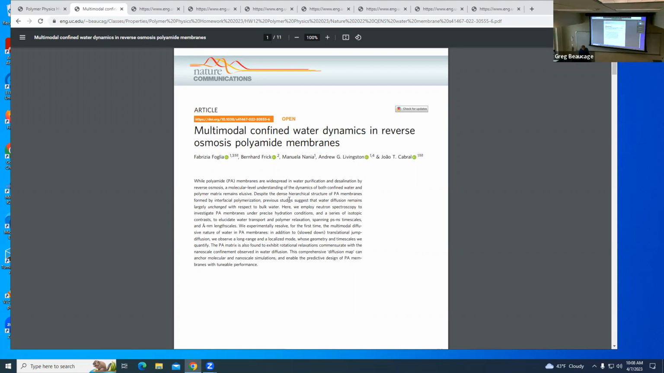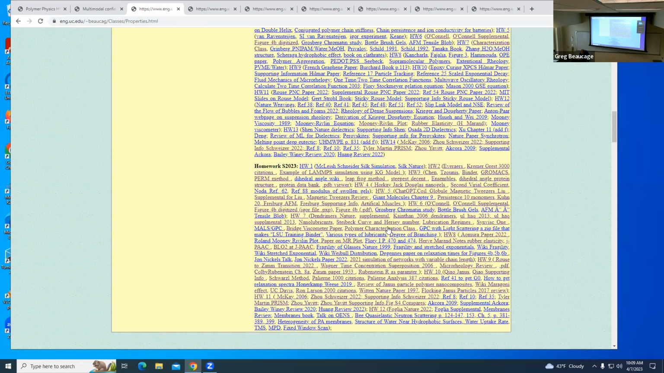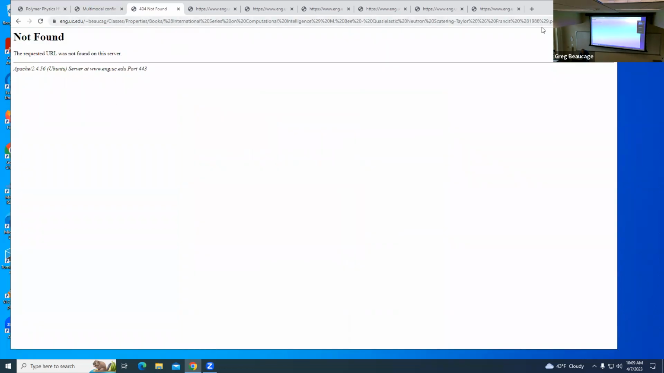Right. So, yeah, this paper is pretty deep. There's a lot of things in here, so we have to weed through it. I guess the best place to start, I put a book up here. It's called The Quasi-Elastic Neutron Scattering. That might be a good place to begin.